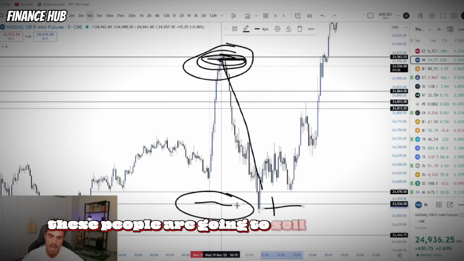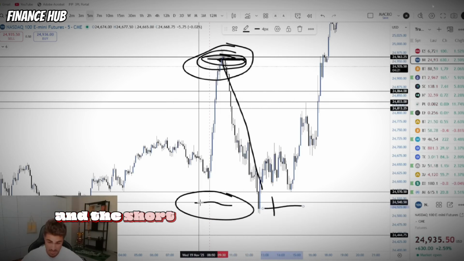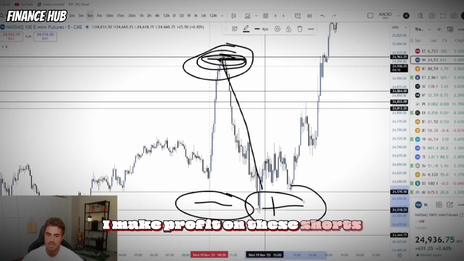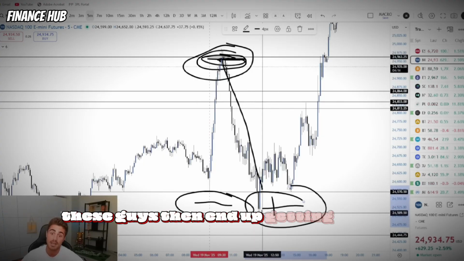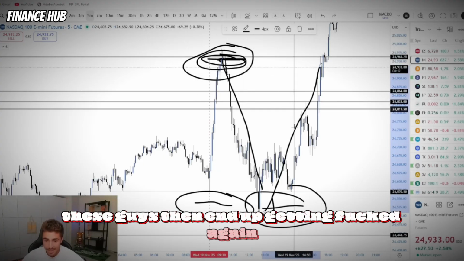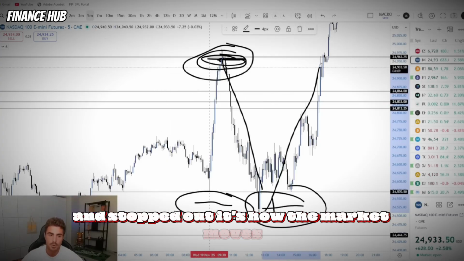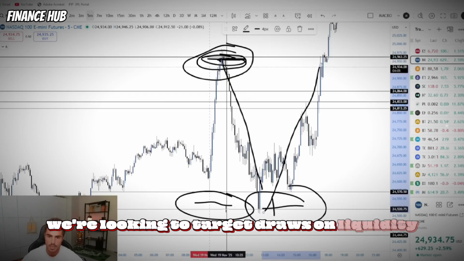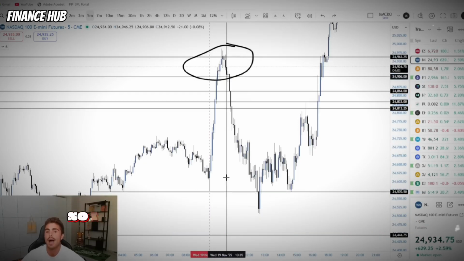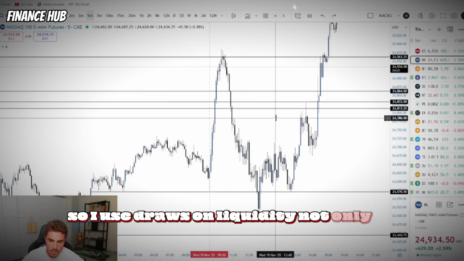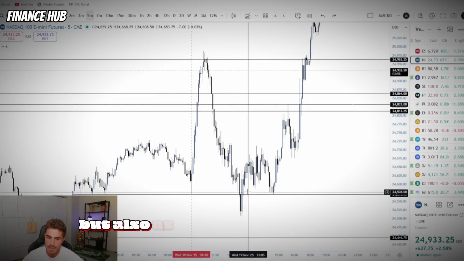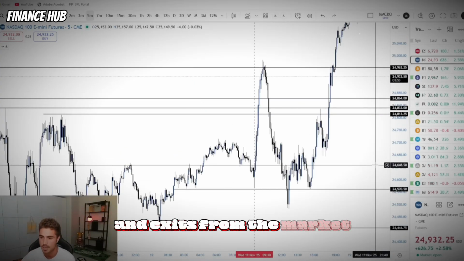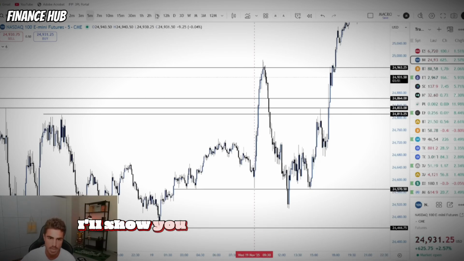These people are going to sell at this point, and the short side of this buyback right here, I make profit on these shorts. These guys then end up getting stopped out again. It's how the market moves. So just like how we get filled off of liquidity, we're looking to target draws on liquidity to exit as well. So I use draws on liquidity not only as entry points, but also as exit points. It's literally the only way that I look for entries and exits from the market because it's how the market moves. I'll show you guys another example.